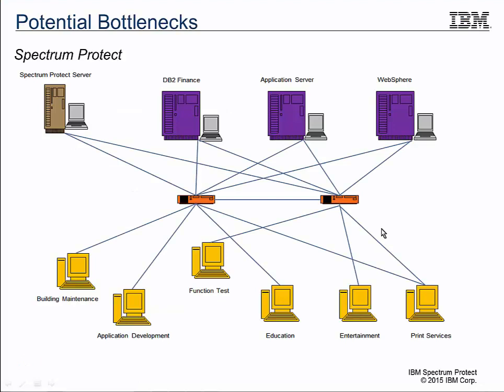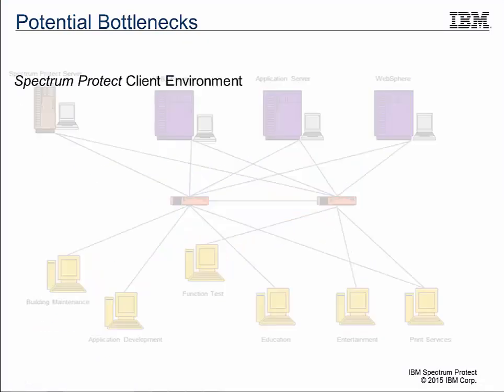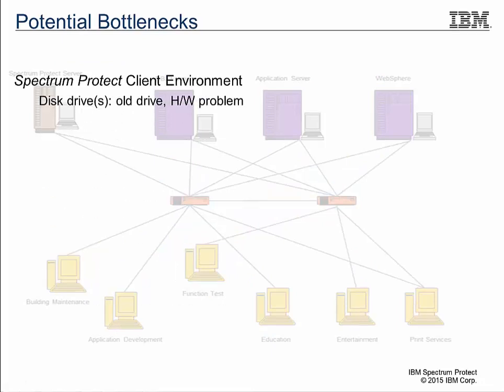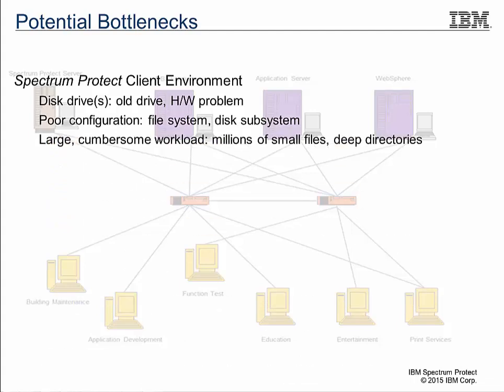Let's start by reviewing potential bottlenecks that might slow down your backups. First of all, there's the Spectrum Protect client environment. Disk drives, old or just defective units, are always potential problems. Poor configuration in the file system or the disk subsystem, large cumbersome workloads, millions of small files, or a deep directory structure, slow software, production applications, and even the backup software itself.